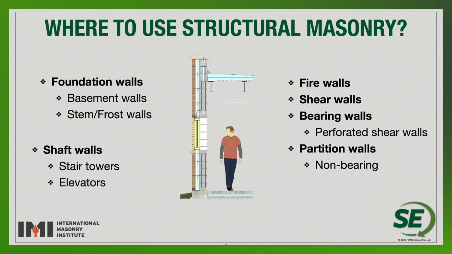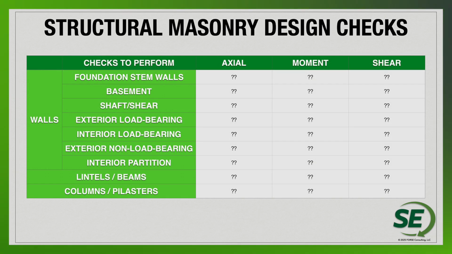Obviously, architecturally, they're the main egresses out of a building, but they also need to be fire protected. Those walls, whether they be shaft walls or interior or exterior walls, can also be bearing walls and shear walls. We also have non-load bearing exterior walls and non-load bearing partition walls. So there are a lot of different ways that we can use masonry within different types of structures. And within the buildings, we have a variety of different loading conditions that we have to check our masonry designs for.